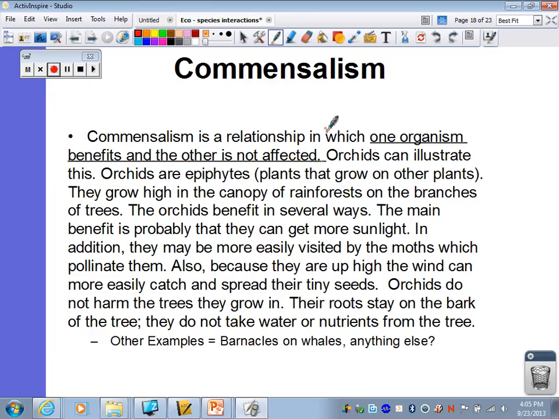Okay, commensalism is a weird relationship. It's where one benefits and the other is not affected. So one gets something out of it, the other one could really care less. It doesn't help or hurt them. So a really good example of this are orchids.